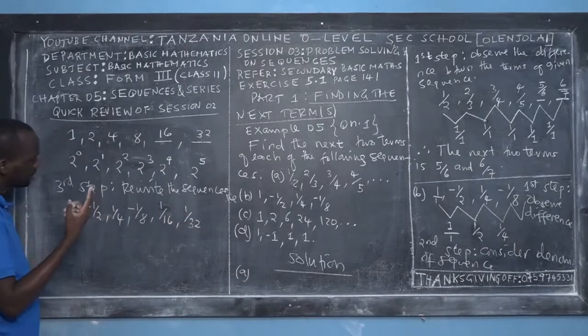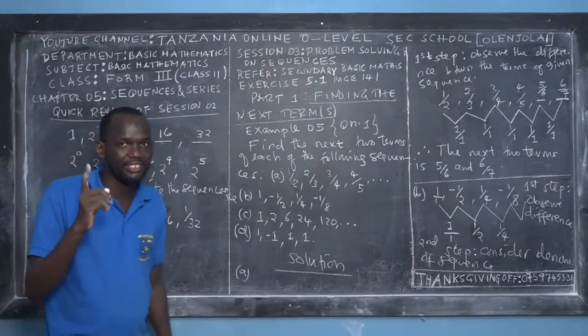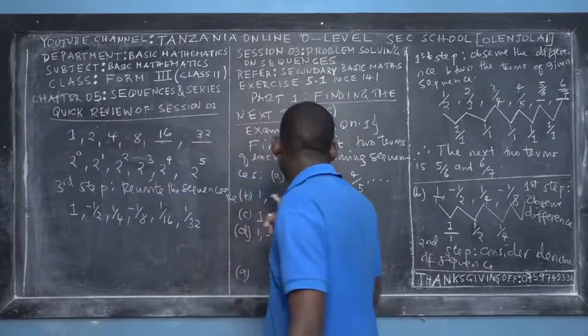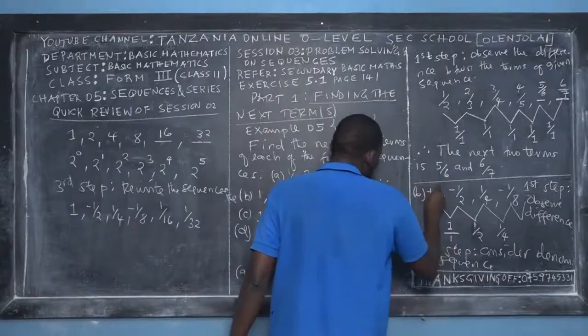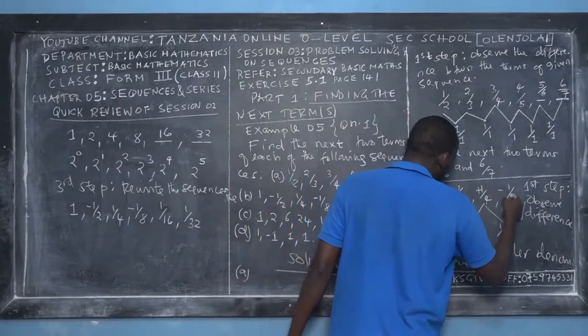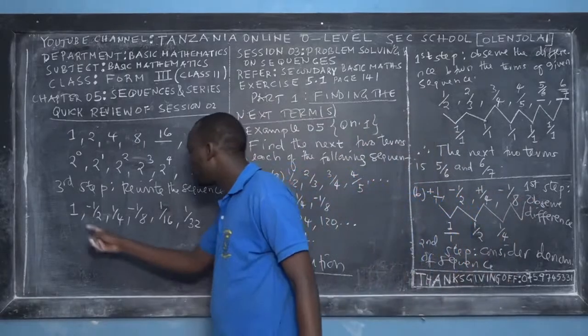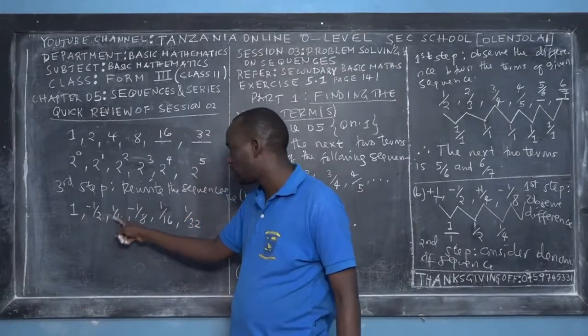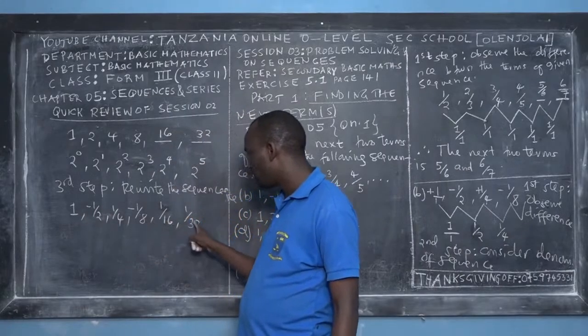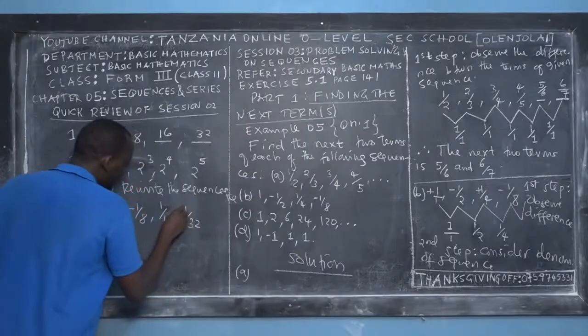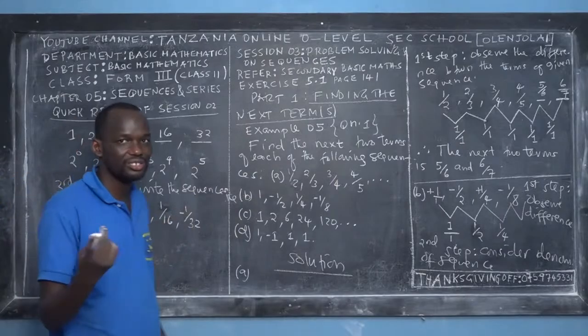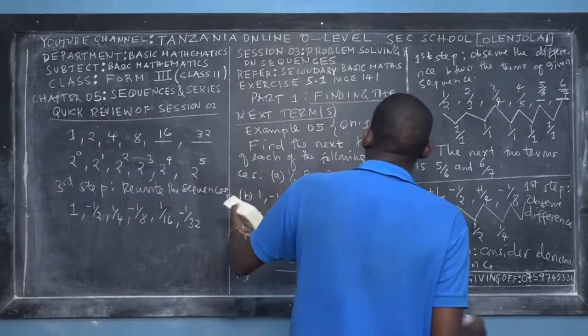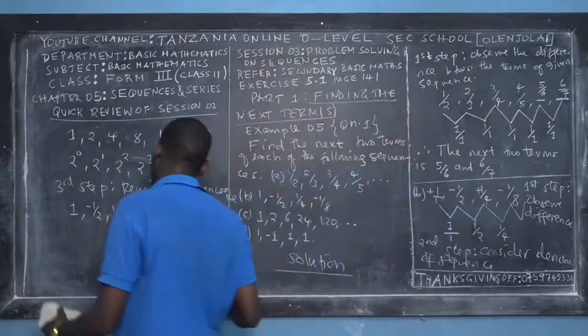But remember that now you have to examine the sign. This was positive, this is negative, this is positive, this is negative. So that's the pattern: positive, negative, positive, negative, positive, negative. So this will be negative 1 over 32. So the question asks you to find the next 2 terms of this sequence.